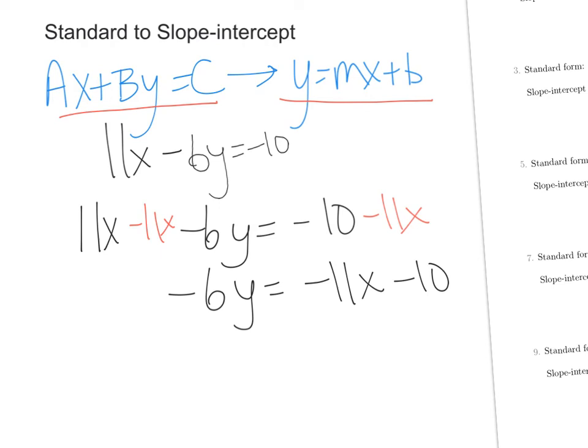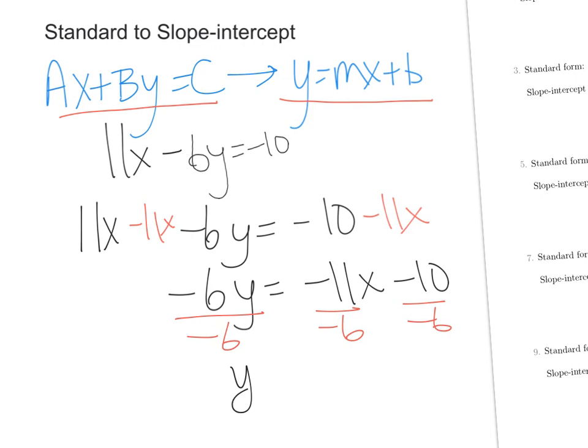Now, in order to get the y by itself, remember the goal, there it is, the y, it has the -6 in front of it. This is not y minus 6, it's -6 times y. So we need to undo that by using division. To undo that, we're going to divide everything by -6, every single term.